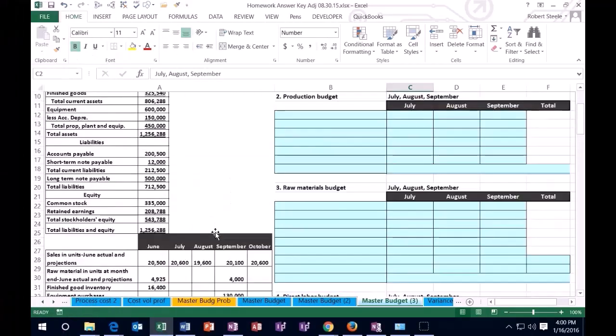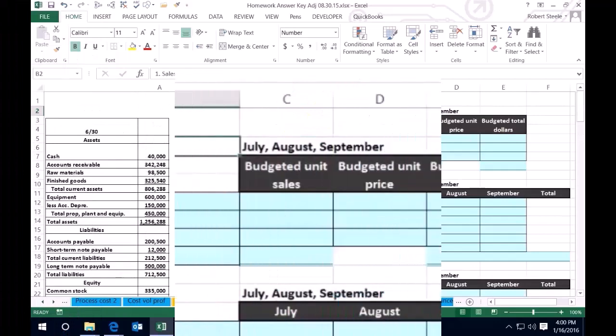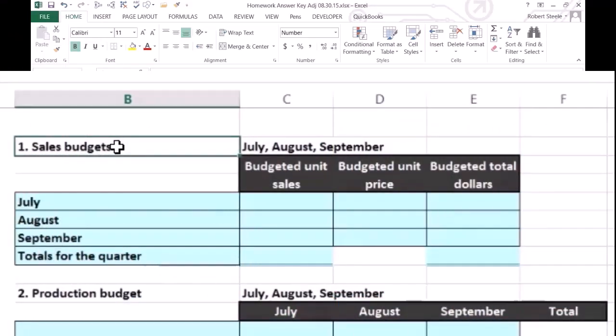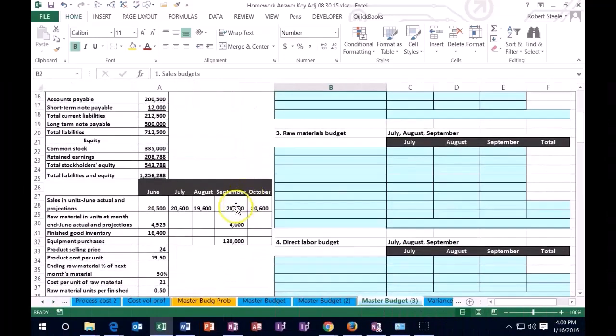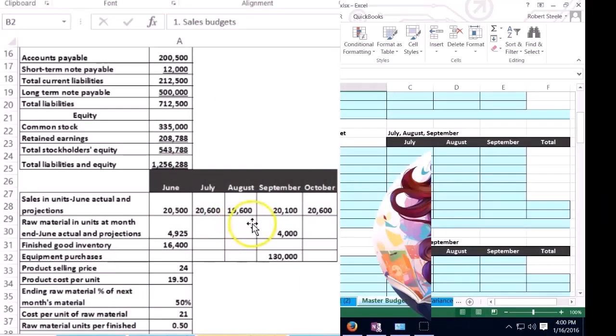So a budget's going to have to start off with basically sales, and that's because everything else is going to be generated from that. We can't budget anything else until we know how much we're going to receive in sales. So that has to be where we start, and much of the sales budget's just going to be given to you within a problem. So down here in this problem, we have our July, August, and September.